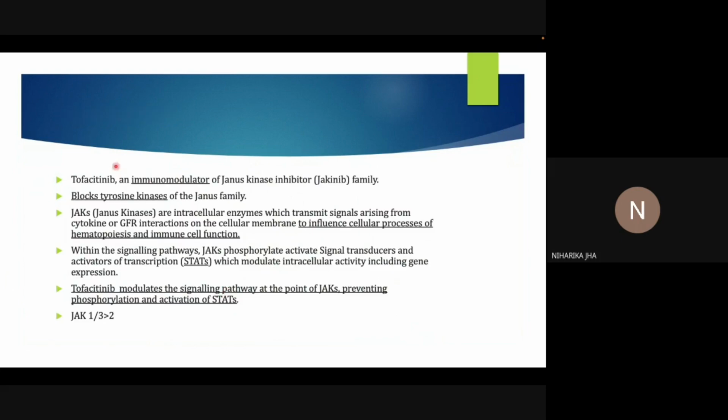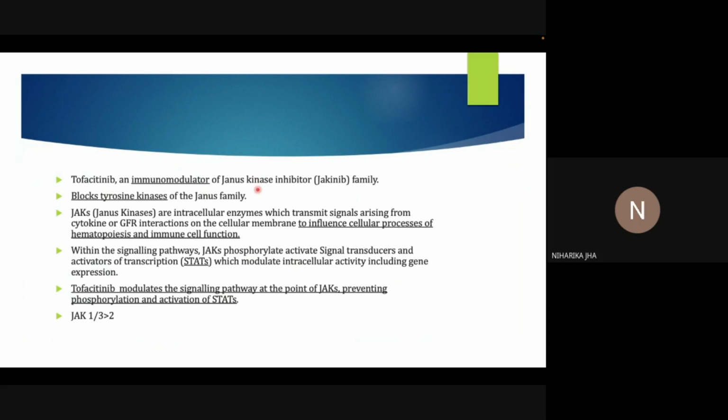So what is tofacitinib? Is it an immunomodulator? Is it a biological? What is it? It is an immunomodulator and it belongs to the family of Janus kinase inhibitors. So I'm using this Janus kinase again and again. What exactly is a Janus kinase inhibitor and how does it inhibit? What is the mechanism of action? Let us learn about it.